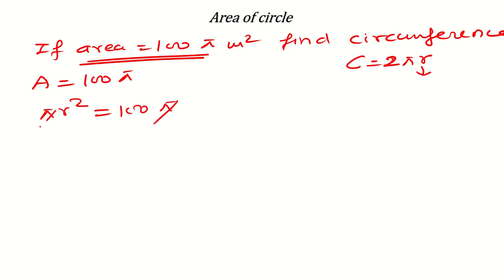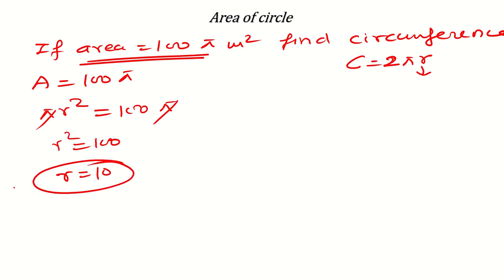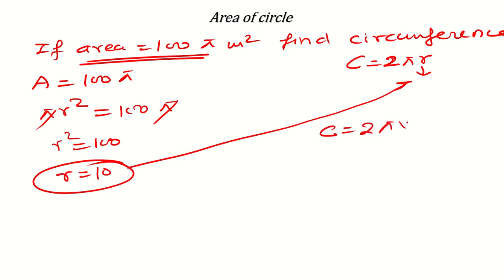So pi on both sides is cancelled out. r square is equal to 100. So r is equal to what? 10, because 10 to the power 2 is equal to 100, and you can utilize this value of r here. So what you can use here? 2 times pi times 10 means 20 pi meter, because that was meter square, so it will be meter. Like that you can solve the question.